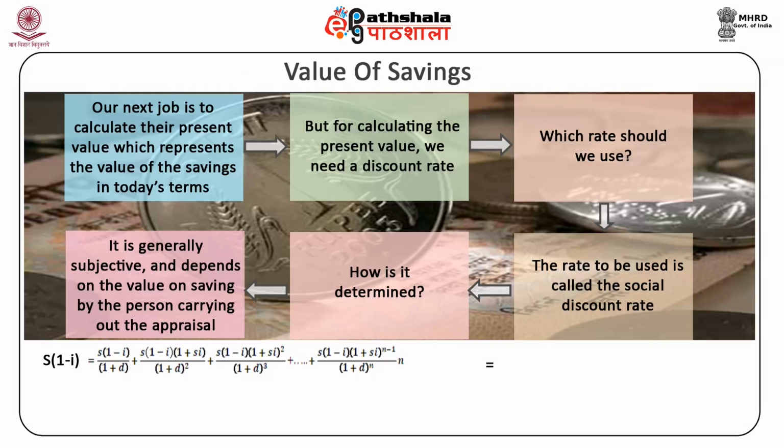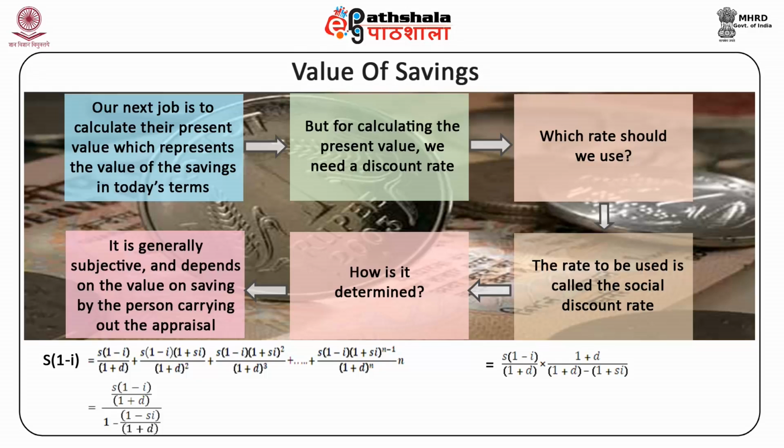The above expression may be simplified to equal S into (1 minus I divided by 1 plus d) the whole divided by (1 minus Si divided by 1 plus d). This could also be written as S into (1 minus I) divided by (1 plus d) into (1 plus d) divided by (1 plus d minus 1 plus Si). This could also be further reduced to S into (1 plus I) divided by (d minus Si).